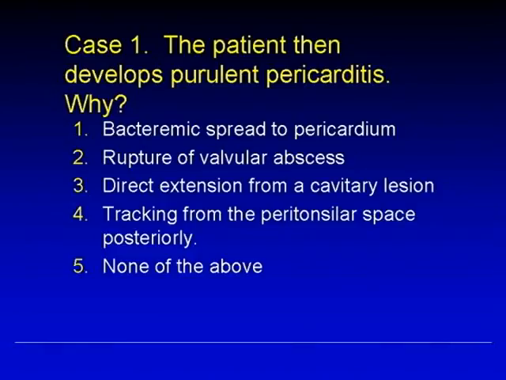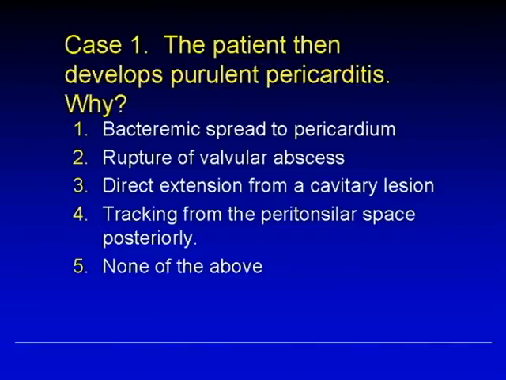This patient, though, then develops purulent pericarditis. He has pus around the heart. And the question is, why did that occur? Is this bacteremic spread to the pericardium? Is it a rupture of a valvular abscess? Does he have direct extension from a cavitary lesion? Is it tracking from the peritonsillar space posteriorly, or none of the above?